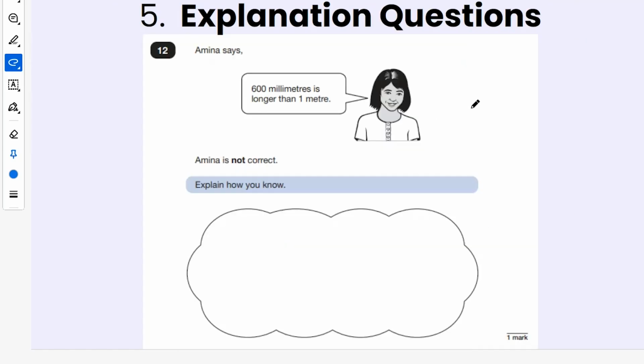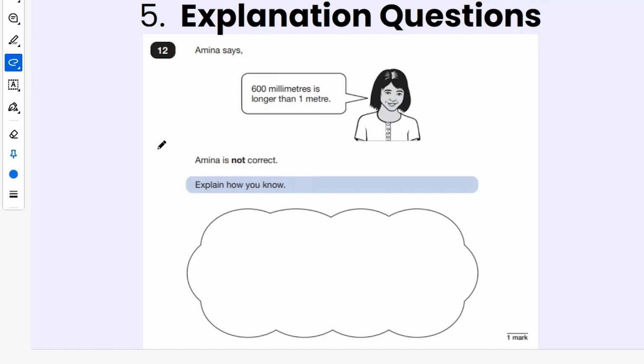Okay, fifth type of reasoning question, explanation questions. This is really reasoning that involves them talking out how they have solved the question or explaining why somebody is correct or not correct. And they should be doing this regularly in their maths lessons to practice. Amina says 600 millilitres is longer than a metre. Explain how you know Amina is not correct.